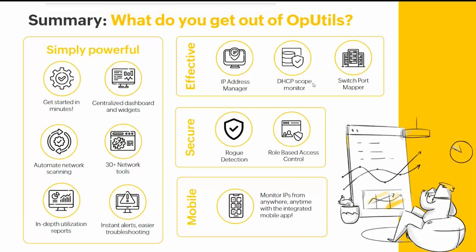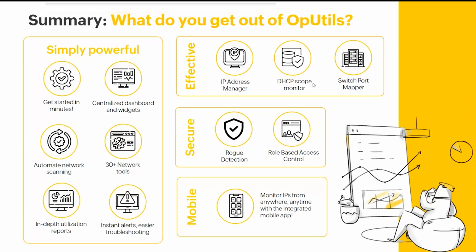Another major advantage is automation. Instead of wasting time on repeated on-demand scans, OpUtils automates network scanning. OpUtils also comes with 30+ built-in network tools, so you don't have to juggle between multiple utilities to manage and monitor your network. Everything is in one place. For deeper visibility, you also have in-depth utilization reports and instant alerts. All these modules are integrated with each other, giving you a holistic view of your network address space.